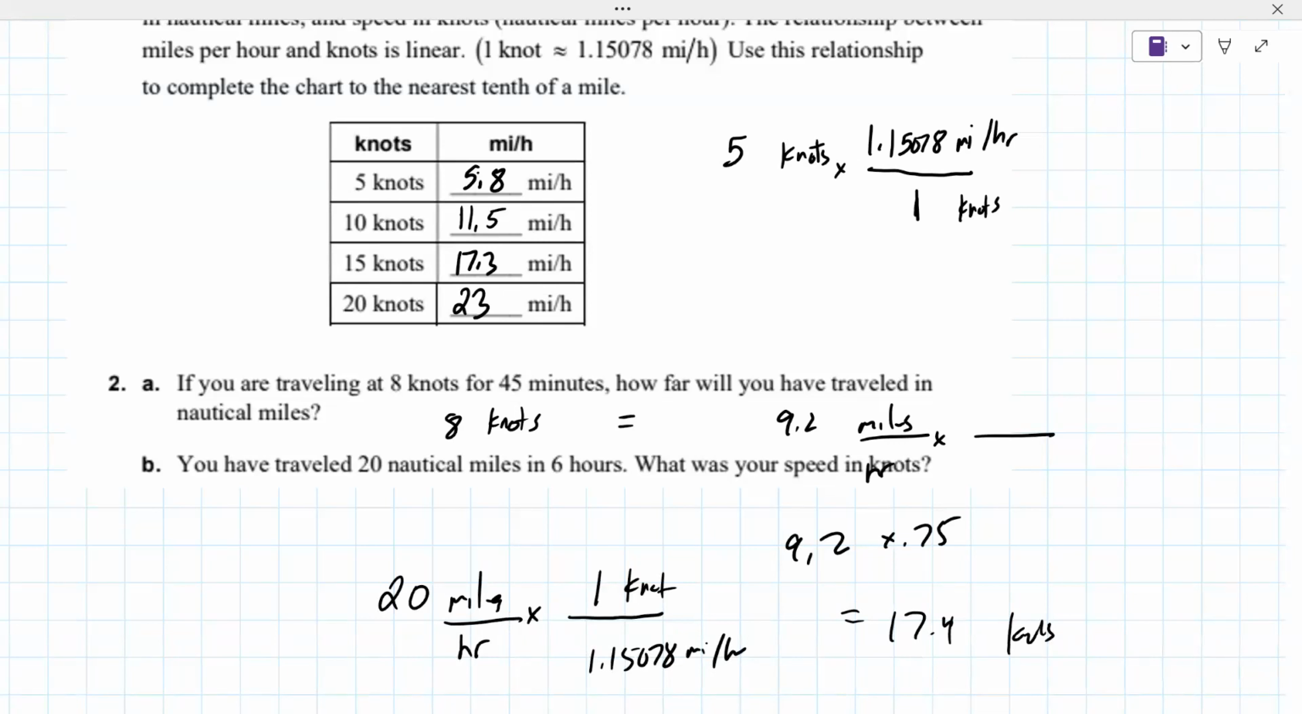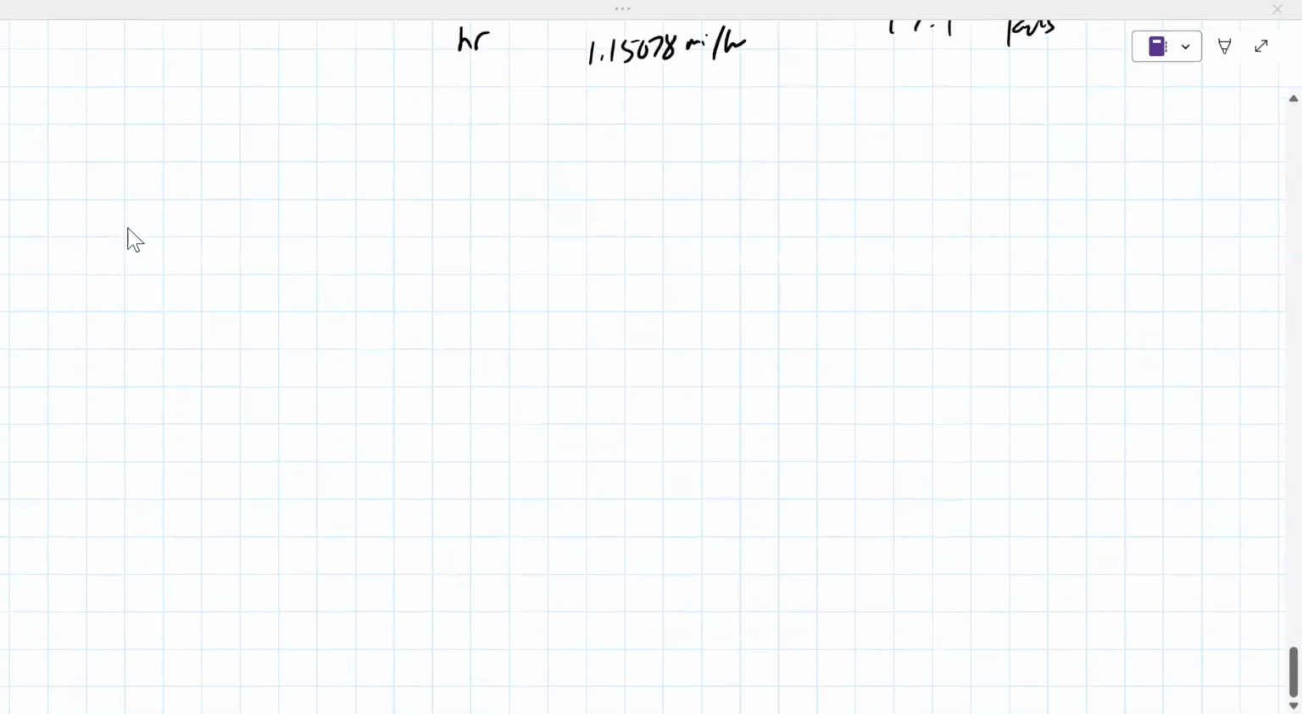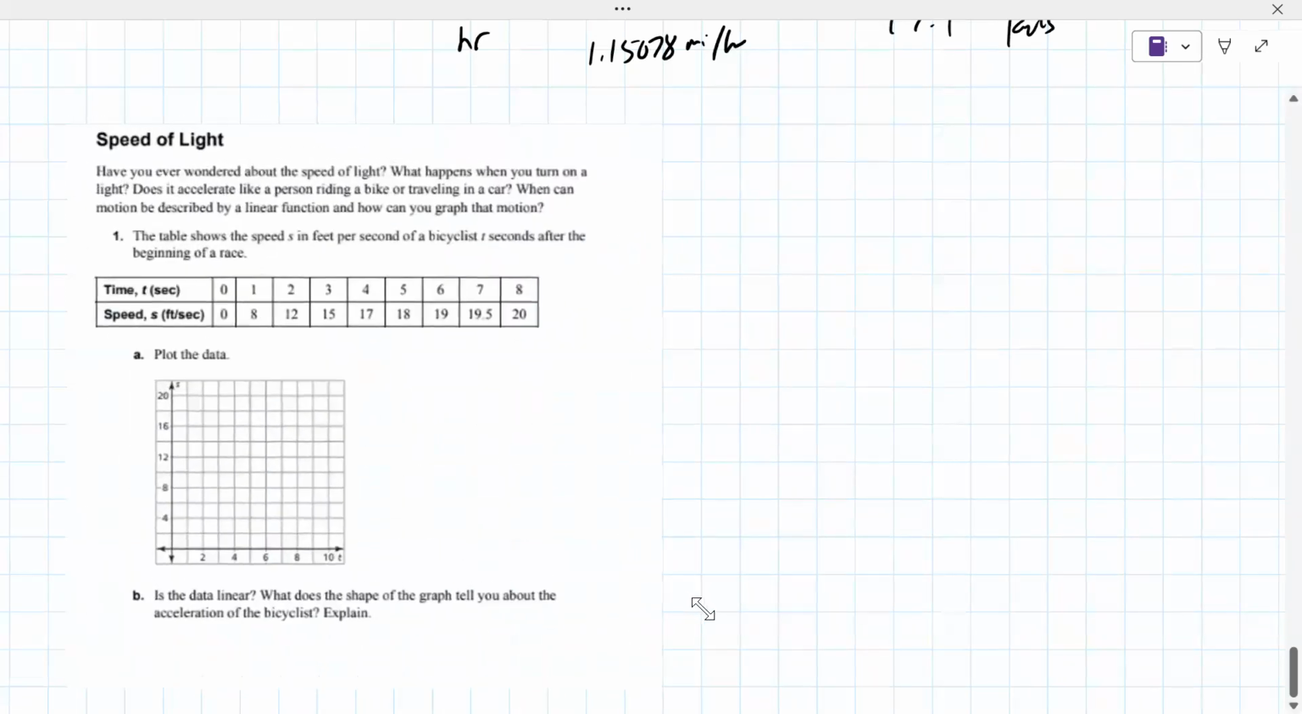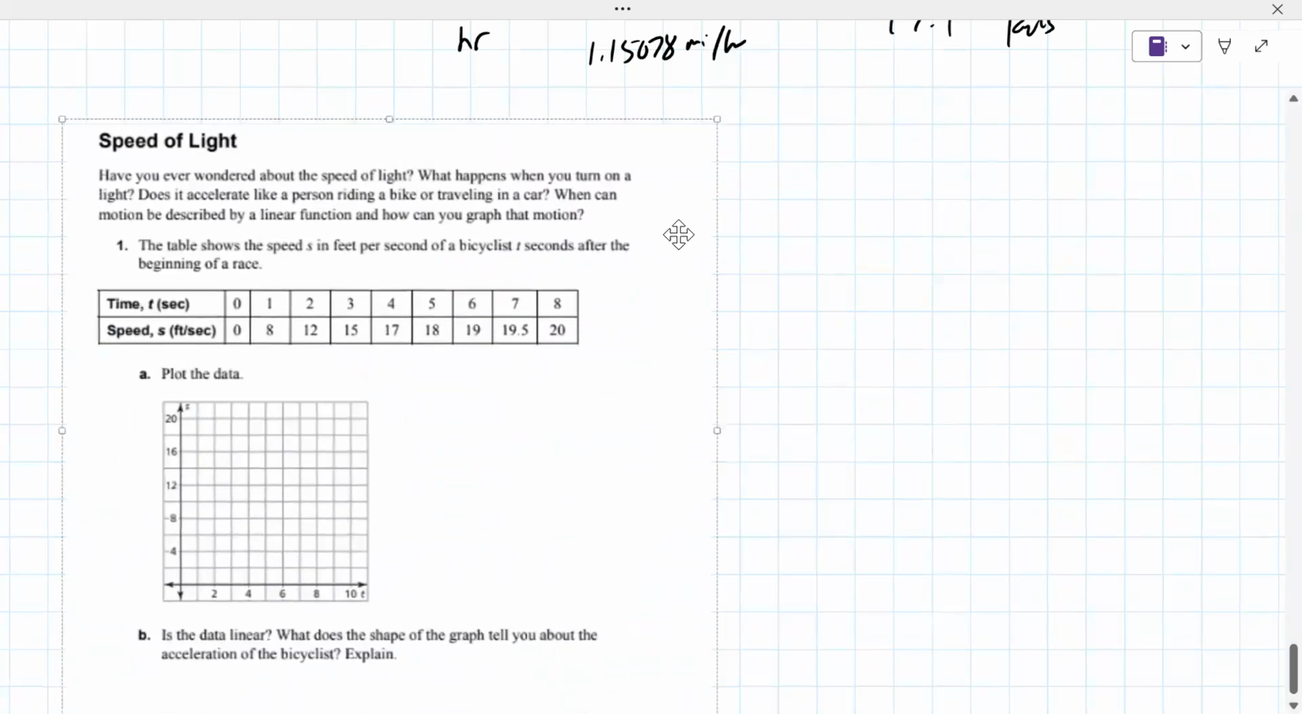I don't know this. I'm going to skip the one with the drawing again. I guess we'll go to this one here. All right, speed of light. So you're going to graph this information.